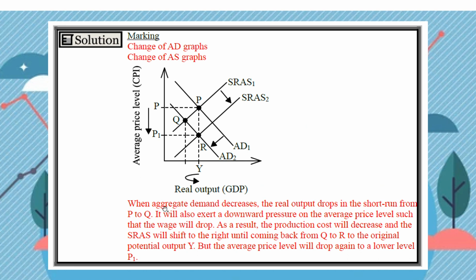It started when the aggregate demand decreases. So the economy moves from P to Q, and there is a deflationary gap. The deflationary gap will pull down the wage, as wage is part of the factors of production. Cheaper factors of production, so aggregate supply increases, until the economy moves from Q to R, the deflationary gap decreases, and the wage won't drop anymore. This is the explanation.